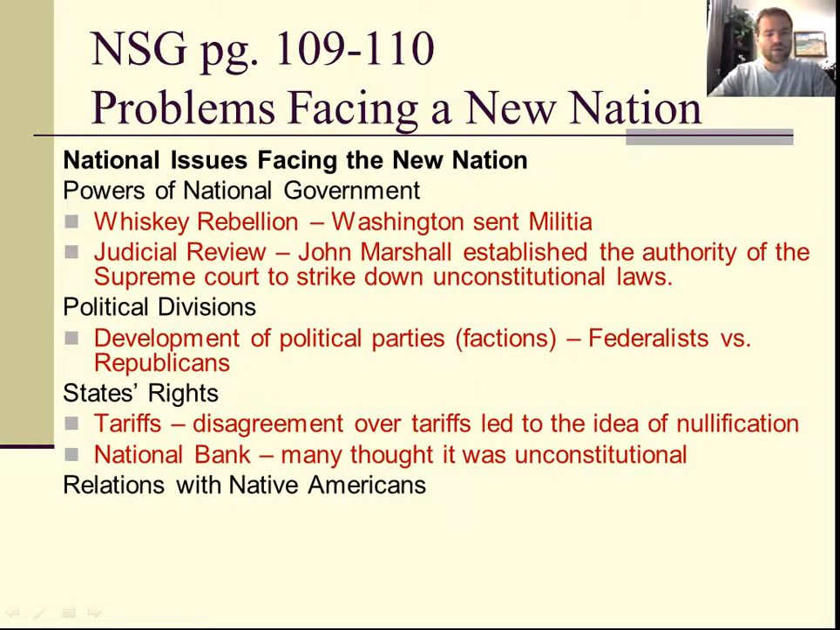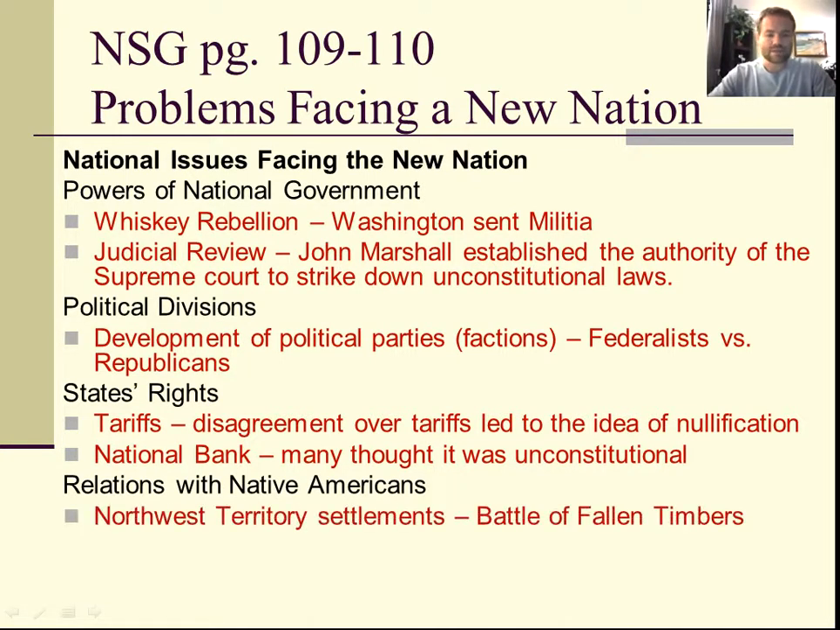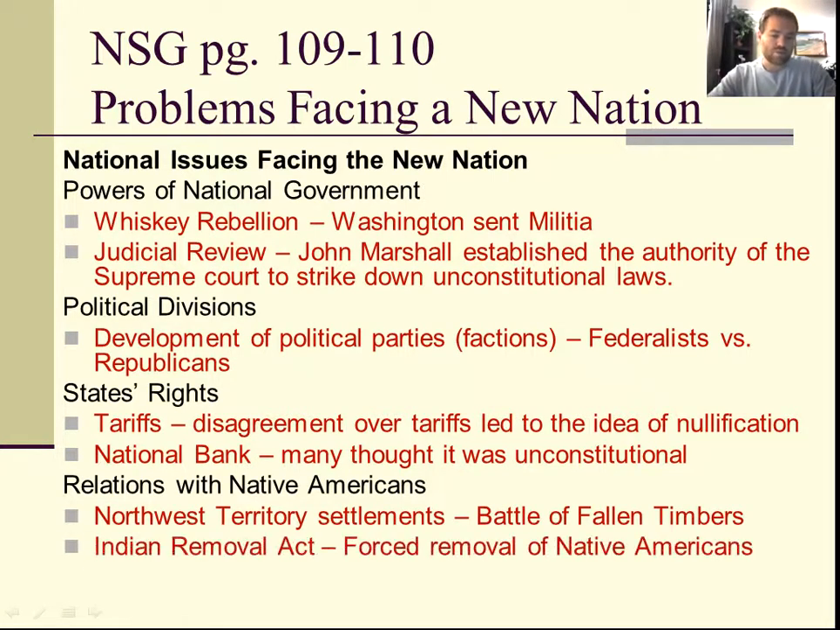And we also had internal problems with Native Americans. We had the Northwest Territory settlements, and the Battle of Fallen Timbers was an important battle. We also had the Indian Removal Act, which forced many Native Americans off their land.